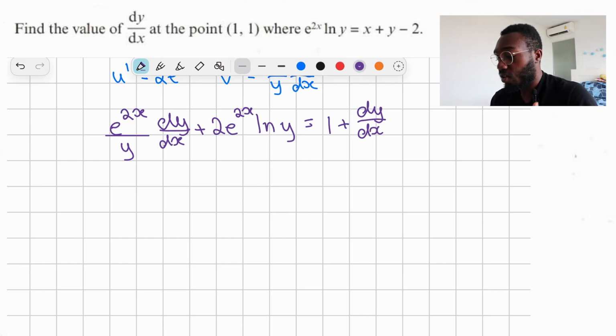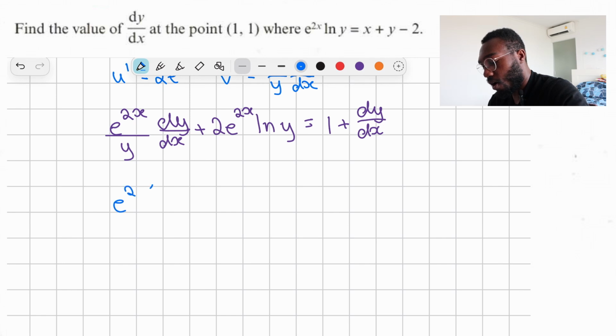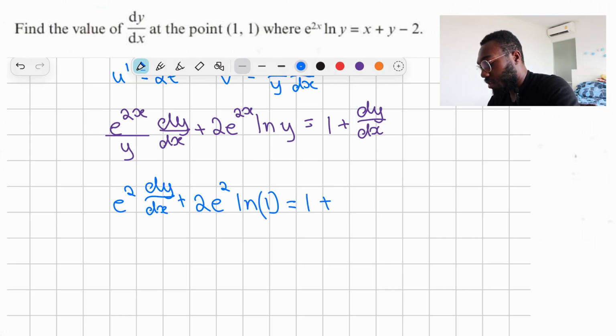But before we do that, we can put in our values of x and y. So let's do that first. So if we put in our values of x and y, well, what do we get? Well, both x and y are both 1. So if we do that, therefore we get e to the 2 dy over dx plus 2e to the 2 ln 1 equals 1 plus dy over dx.